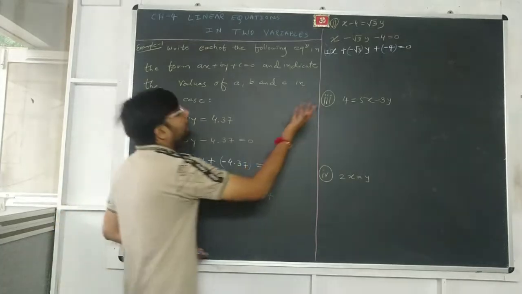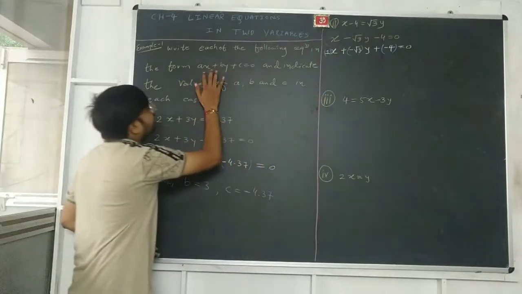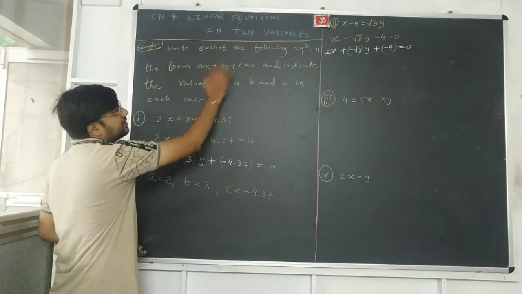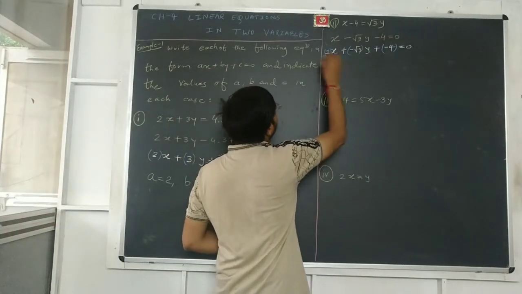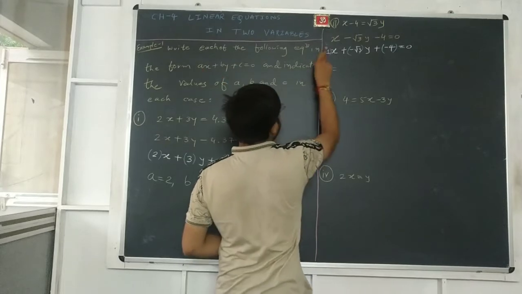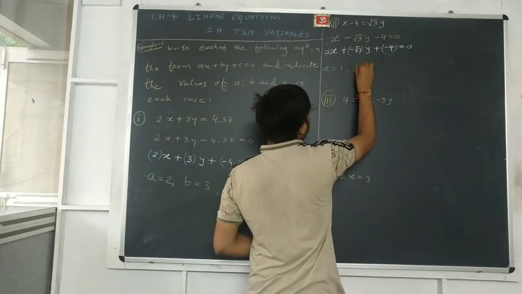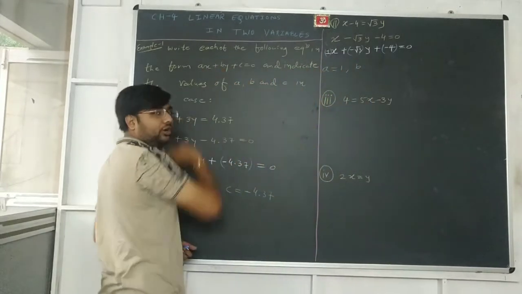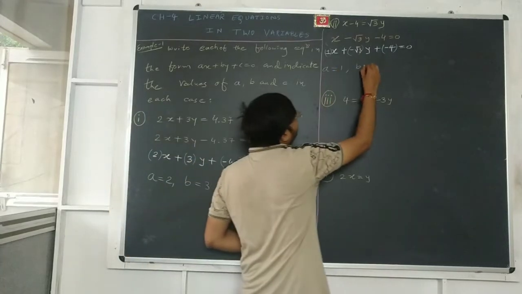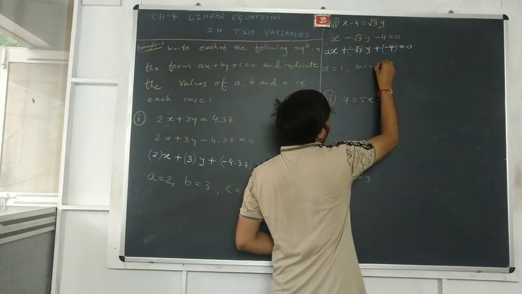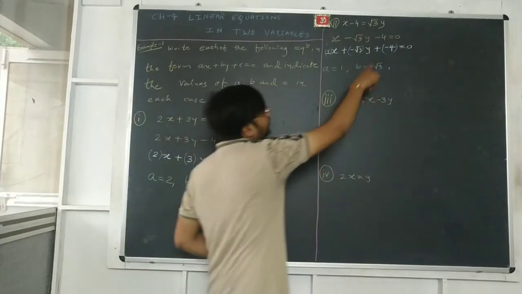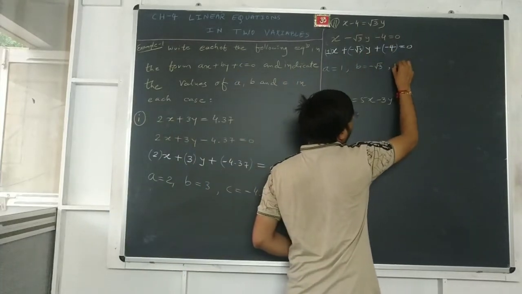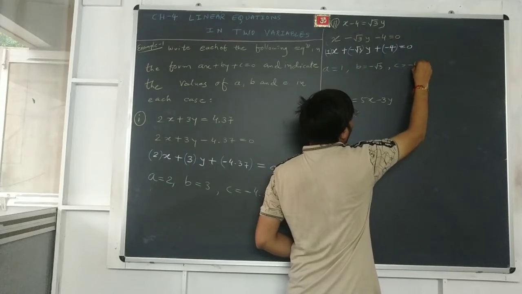Okay, we are comparing this equation with ax plus by plus c is equal to 0. Then we get a is equal to the coefficient of x, which is 1. b is the coefficient of y, so b is equal to minus root 3, and c is the constant term. So c, the constant term, is minus 4.